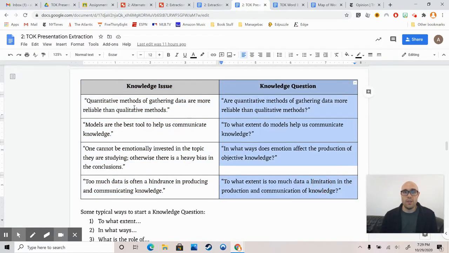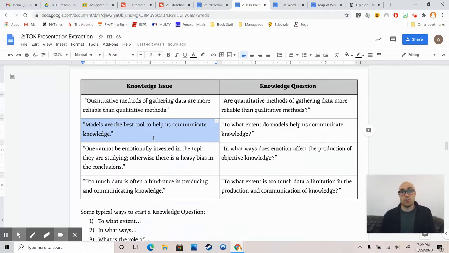Let's start with that second one again. Models are the best tool to help us communicate knowledge. It's a very debatable claim. We kind of have to decide, is this true? And so you can easily turn this into this question: To what extent do models help us communicate knowledge? And in the process, you can identify if this claim is true.